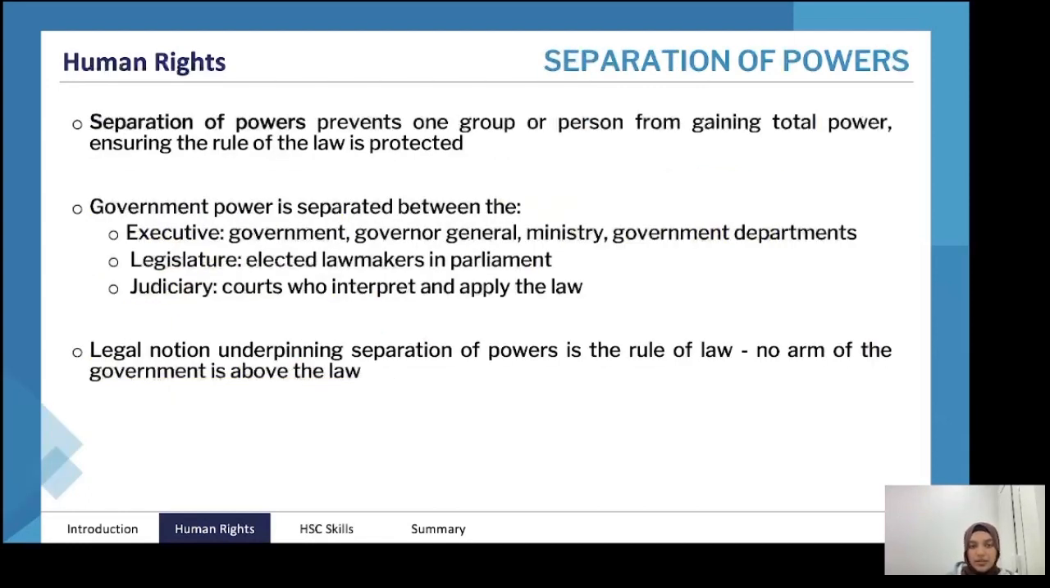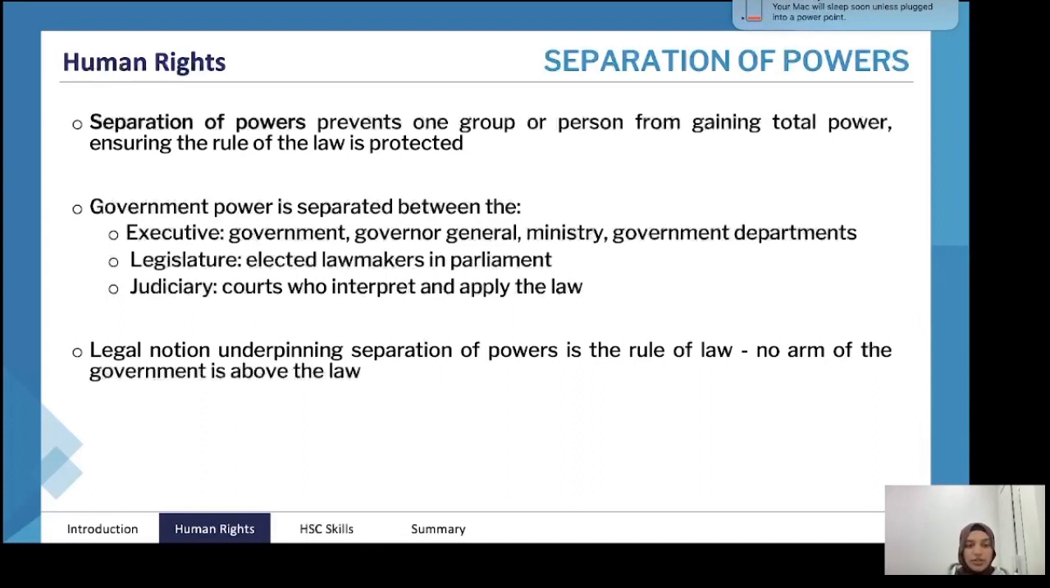Separation of powers. So this essentially prevents one group or person from gaining total power and ensures that the rule of law is protected. So the government is separated between the executive, legislature, and the judiciary. Executive is essentially the government: the Governor General, the ministry, the government departments, and the people who enforce the law, so police. We then look at legislature, the elected lawmakers in parliament, the people making legislation, and judiciary, the courts who interpret and apply the law.